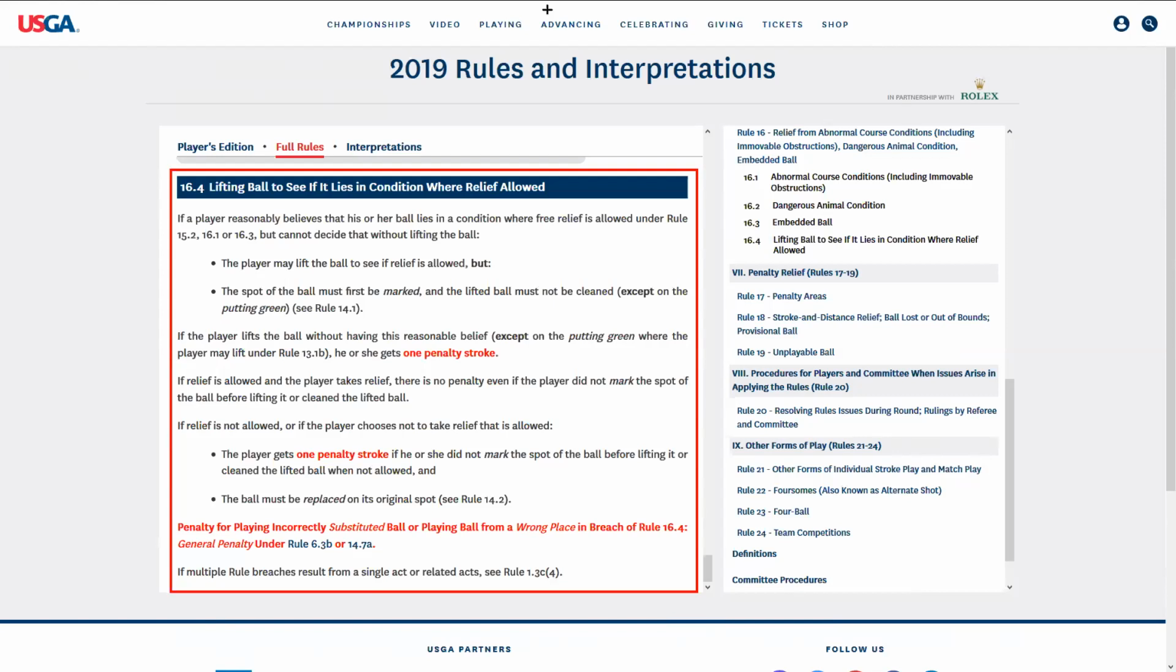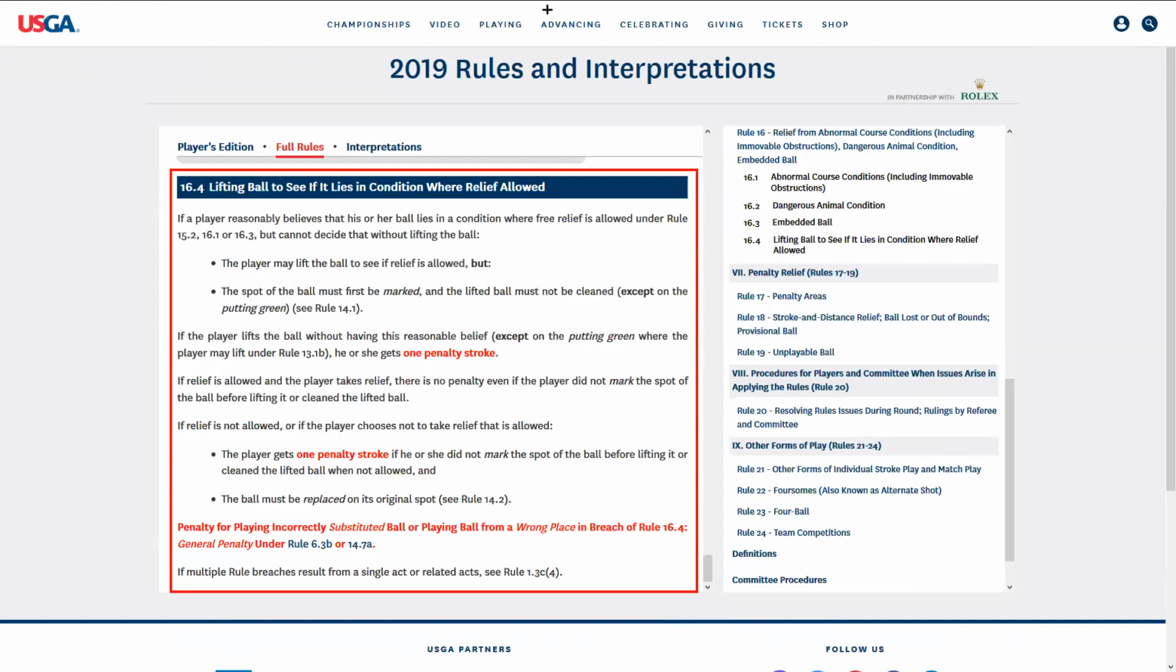The other question that Bob brought up is, what if you're on the cart path and the nearest point of complete relief is a penalty area on the right side? Can you go to the left side? Not only can you go to the left side, but you are required to go to the left side, because you have to pick the nearest point of complete relief that is in the same area of the course as what the ball lies in. In the cart path, we're assuming that that's the general area. So you're prohibited from dropping into a penalty area even if you wanted to.